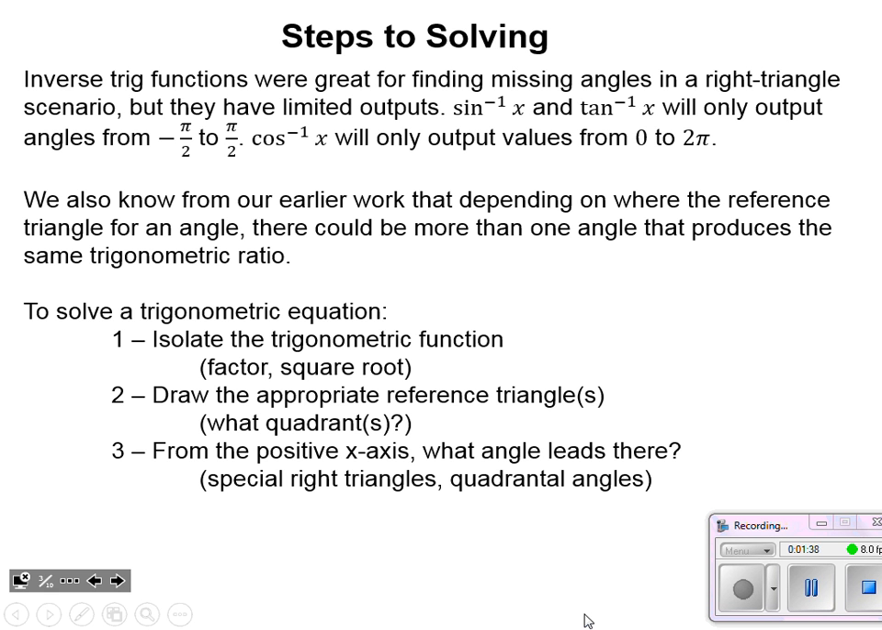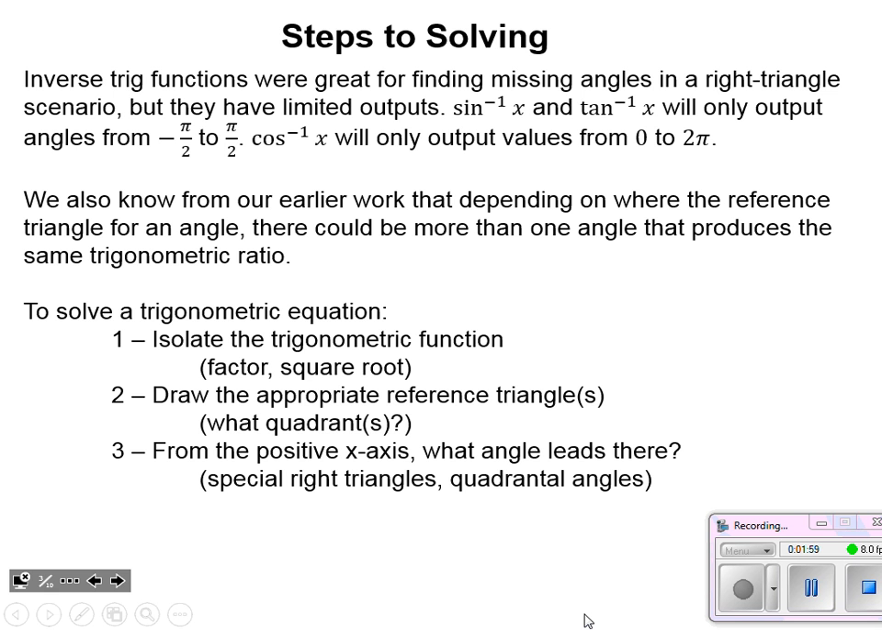So our steps to solve a trigonometric equation are, first of all, isolate the trig function. That may mean factoring or taking the square root or just using basic algebra steps. Second, we want to draw the appropriate reference triangle or triangles. There may be more than one, and there may be a quadrantal angle there. We need to know what quadrants those angles are in.